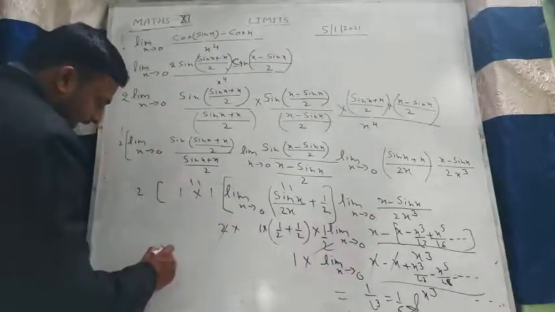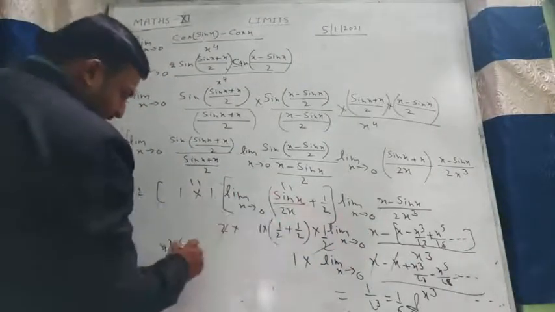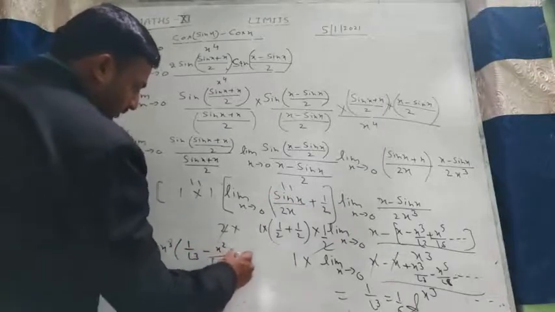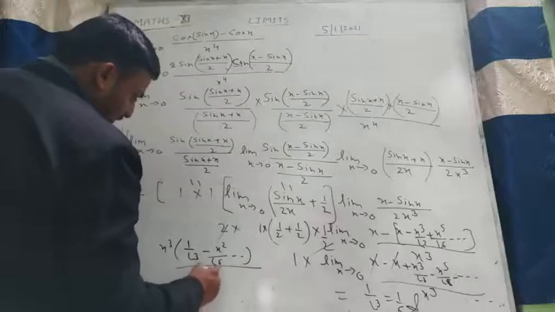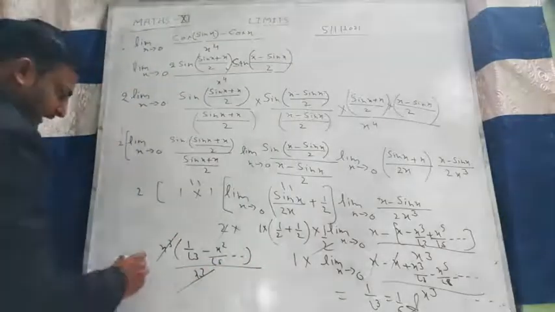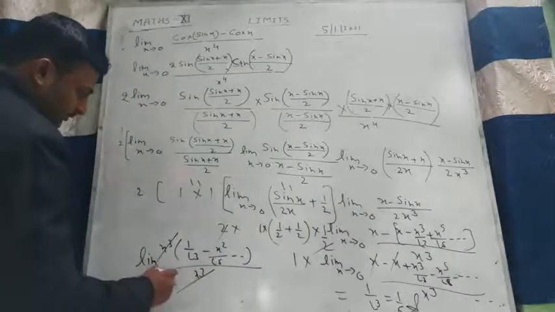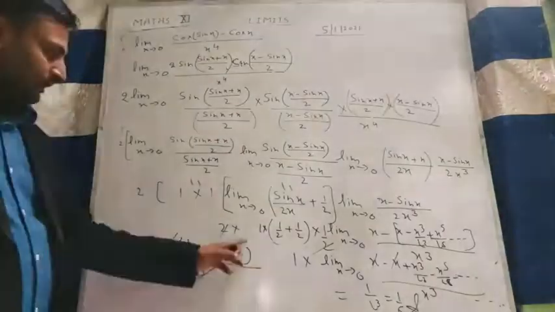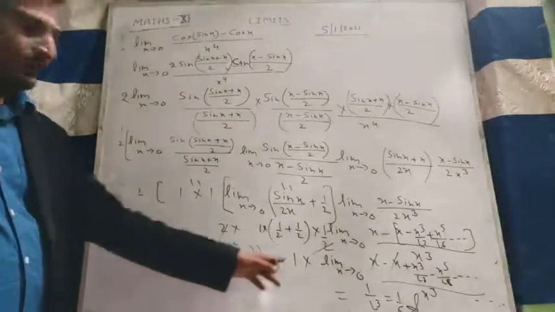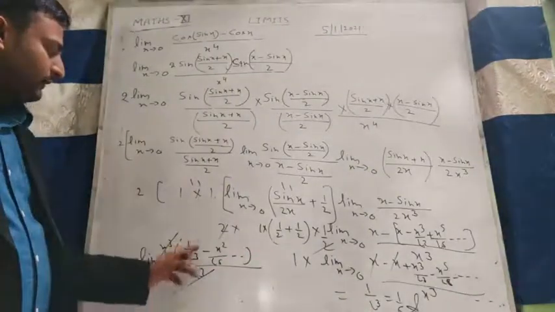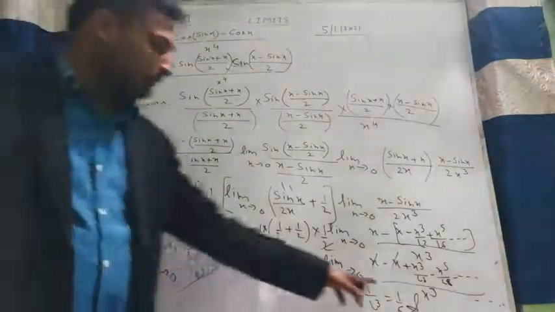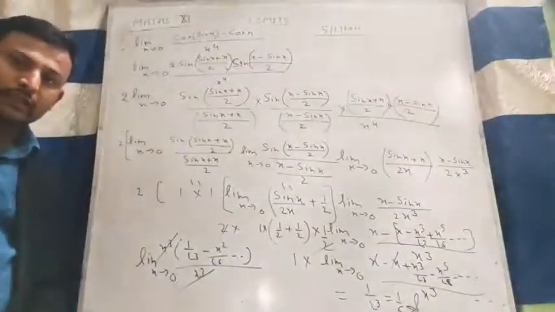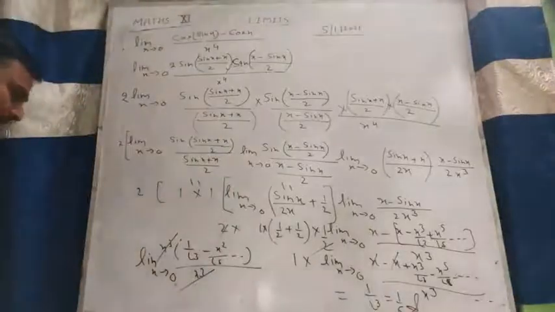Now we take x cube common from there. So we get 1 by factorial 3 minus x square by factorial 5, and so on, divided by x cube. So this part will be cancelled, and here is the limit as x tends to 0. When we put the limit here, the rest of the terms will be 0, and the remaining term will be 1 by factorial 3, which we can write as 1 by 6, and it will be our required result. I hope you understand. Now we move to the next question.